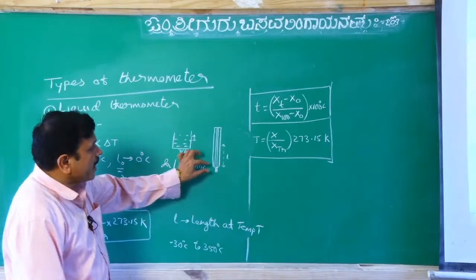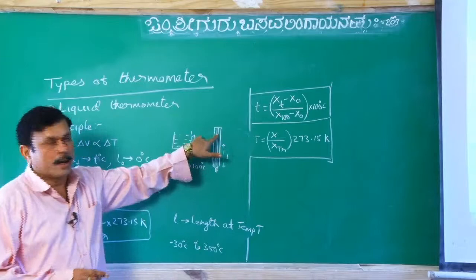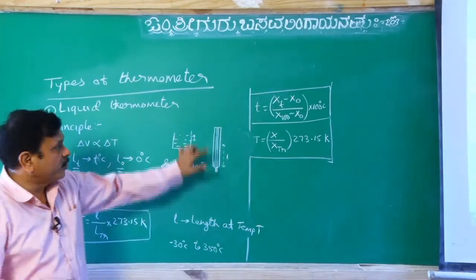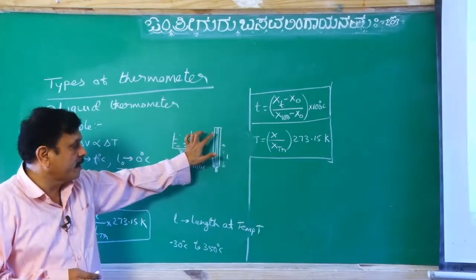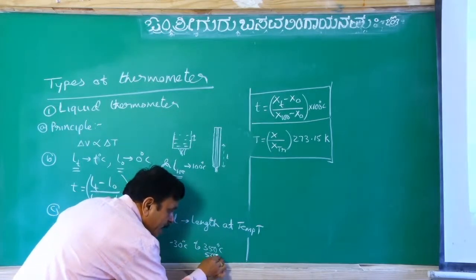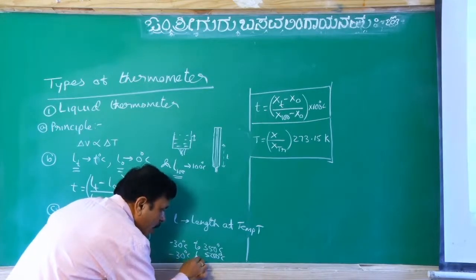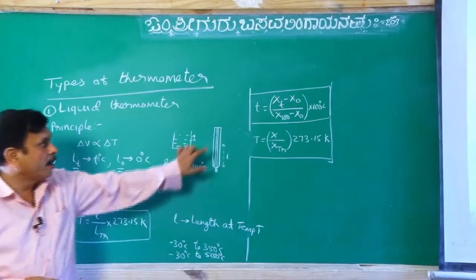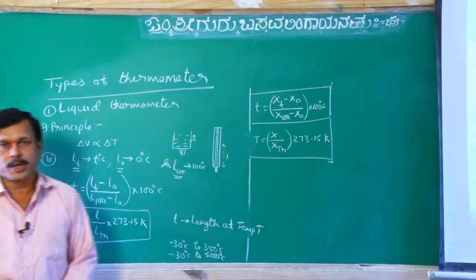Now, suppose this is mercury here. If we fill nitrogen gas at higher pressure, then it has been found that we can increase this upper limit to 500 degrees Celsius, meaning minus 30 degrees Celsius to 500 degrees Celsius of temperature can be measured by filling nitrogen at high pressure over mercury.